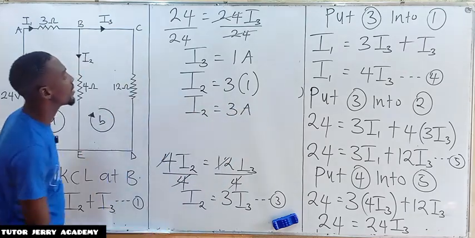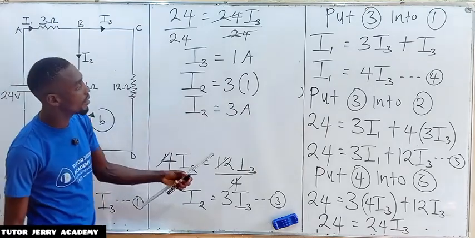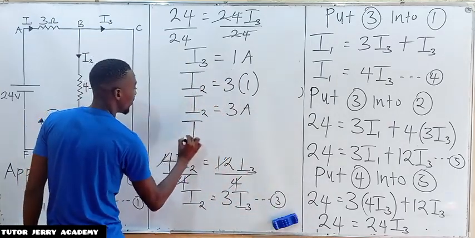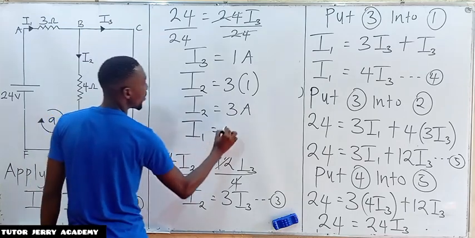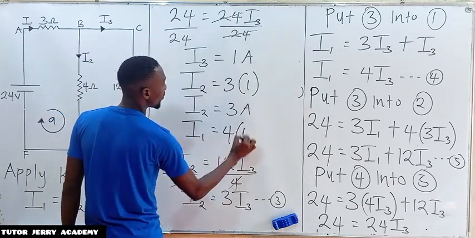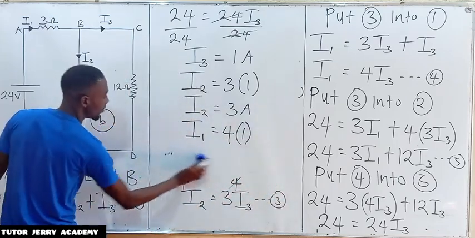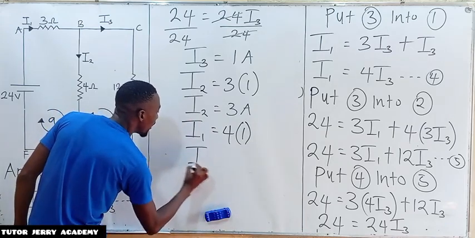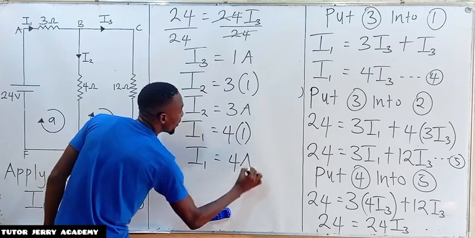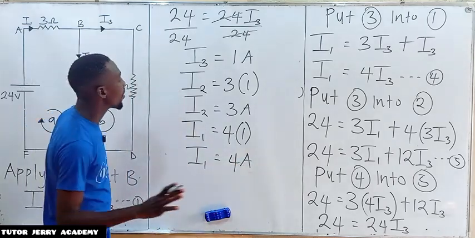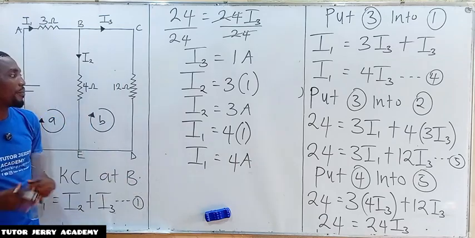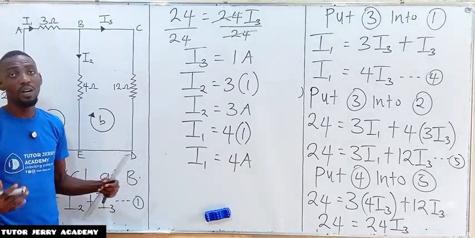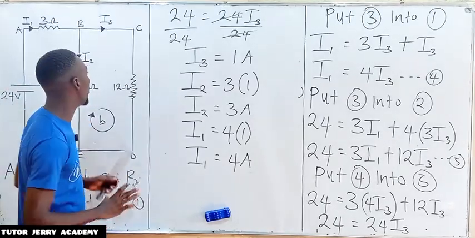All right. So I've gotten I3, I've gotten I2. Let's get I1. So I1 will be equals to what? 4 into I3, which is 4 into 1. So this is going to give us I1 equals 4 ampere. All right. So the current I1 is 4 ampere, I2 is 3 ampere and I3 is 1 ampere. So this is the value of the current.